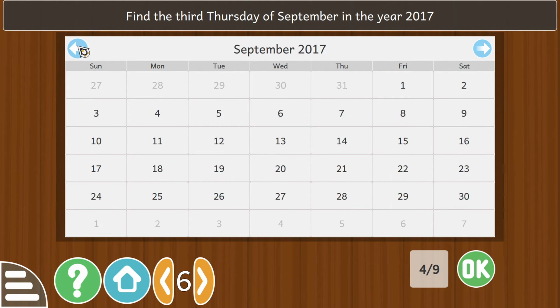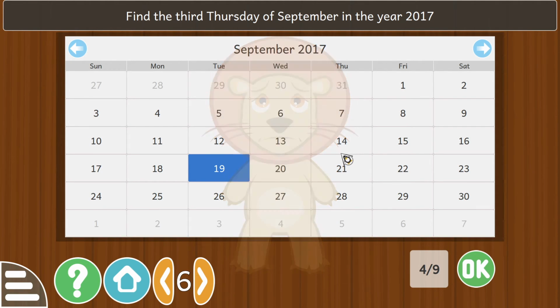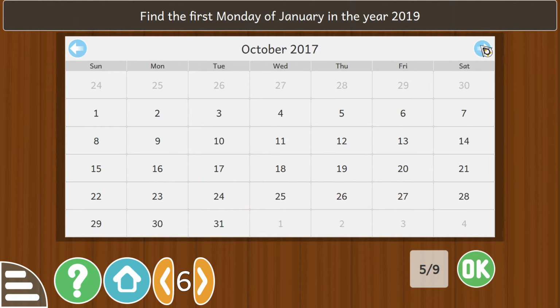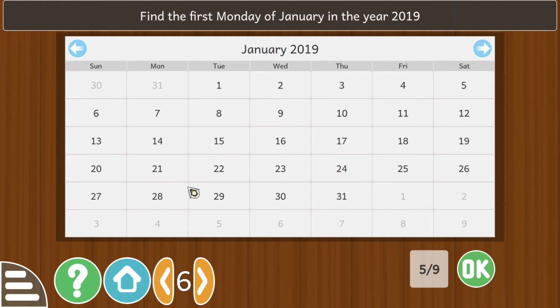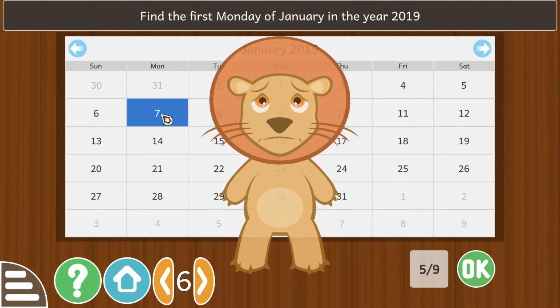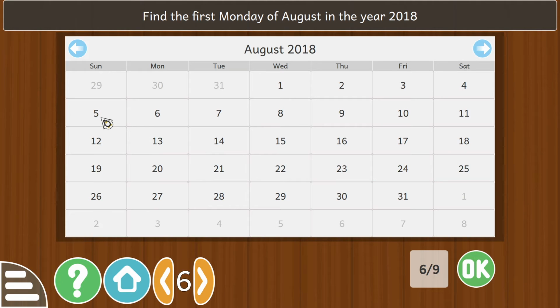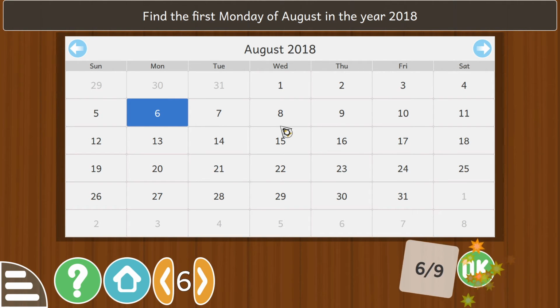3rd Tuesday in September 2017. 1st, 2nd, 3rd. 3rd Thursday, sorry. I misread that as Tuesday. 1st Monday of January 2019. So go all the way through the year. 1st Monday of January 2019 is it. Whoops. Went back to Monday being the first day of the week. Find the 1st Monday of August 2018. I won't make that same mistake twice, at least not today.